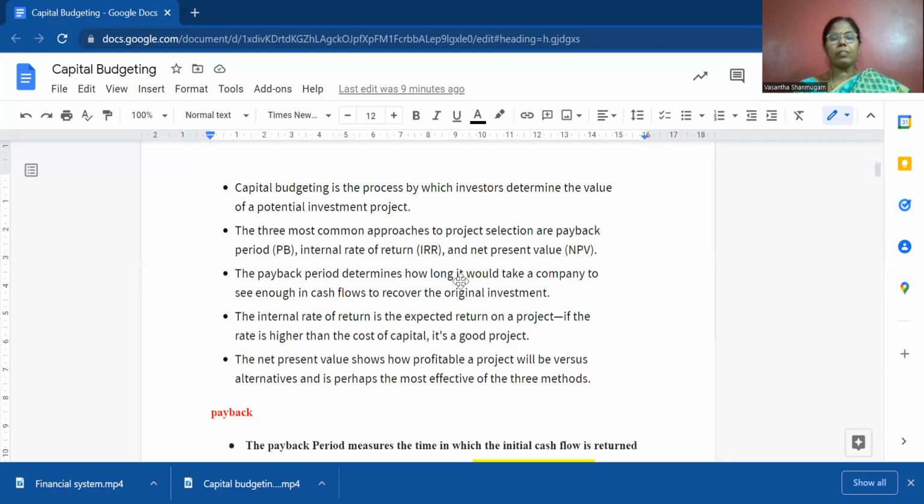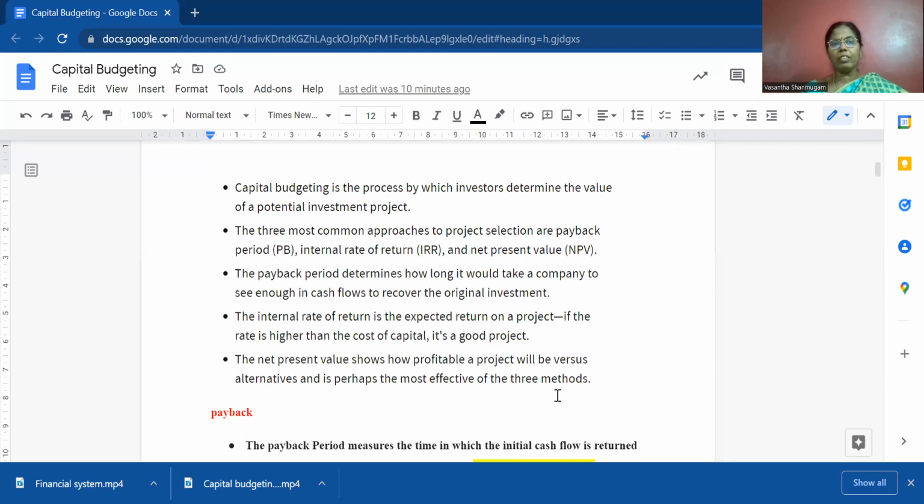Payback period method determines how long it would take a company to see enough cash flows to recover the original investment. It means how many years the company takes to get back the return. For example, a company has invested 50 lakhs. Under the payback period method, we try to find out how many years it will take to recover the investment of 50 lakhs. So a project which gives the shortest payback period can be accepted.